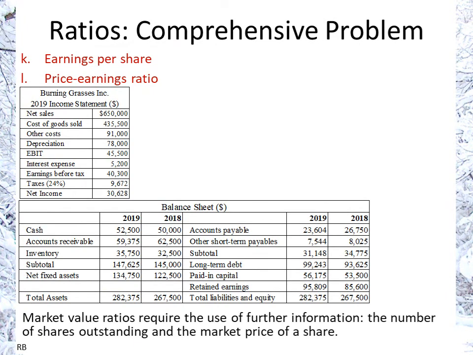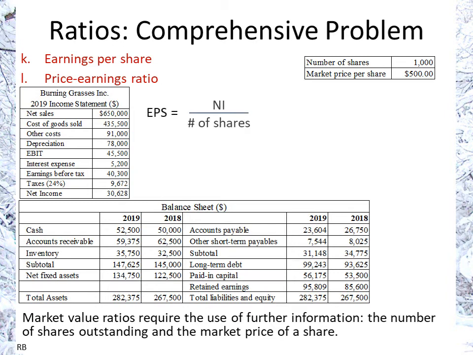Now we're talking about market values. They require use of further information, particularly the number of shares outstanding and the market price of a share. So recalling from the earlier slides, it was mentioned the number of shares was 1,000 and the market price was 500. So the earnings per share is simply the total earnings divided by the total number of shares. So our net income is 30,628 divided by 1,000. So it's $30.63 per share.